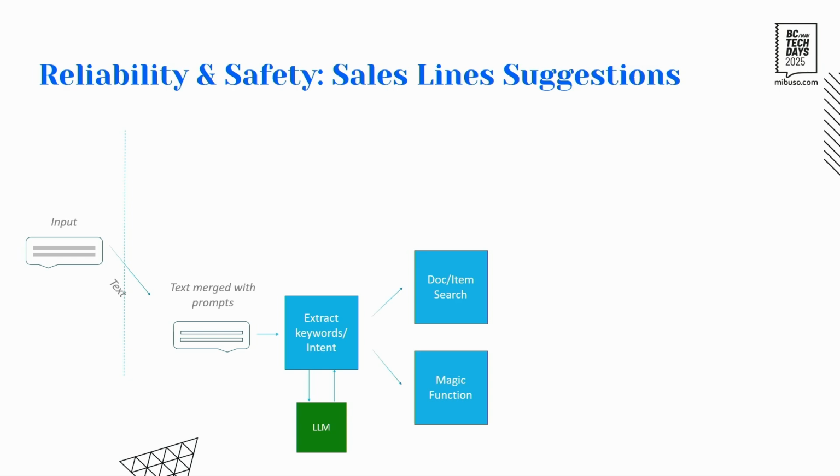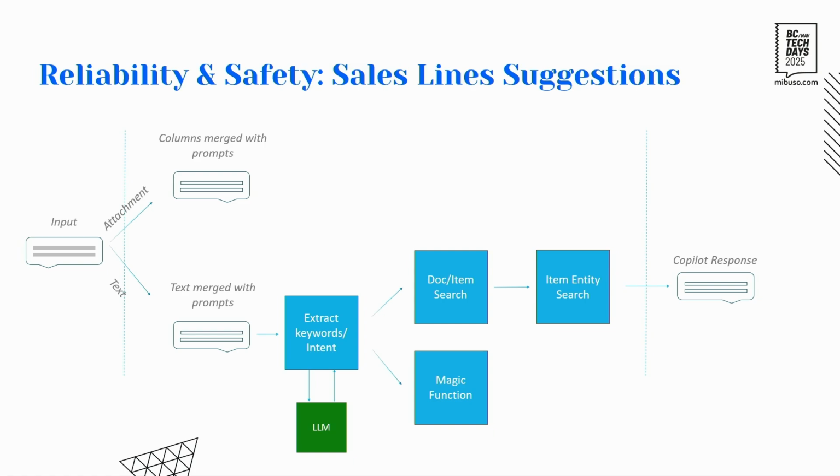and we call the magic function and tell you, hey, this is not a supported intent. We cannot do this. And once we have that document item search done, we pass it on to do a little more item entity search before we come back with some kind of response. Because through this, we are still incorporating safety. And how do we do that? Because we're actually validating that what you wanted actually exists within the database. Because if it doesn't exist in the database, we should not be responding with something that the LLM has hallucinated.